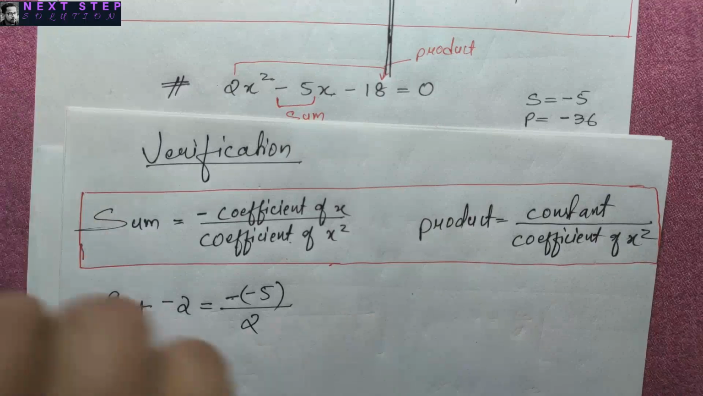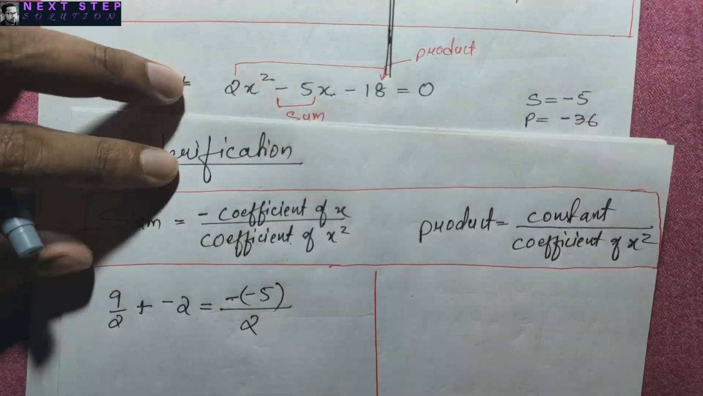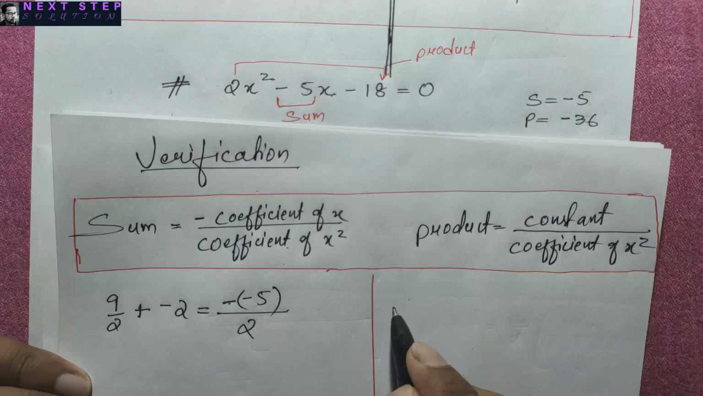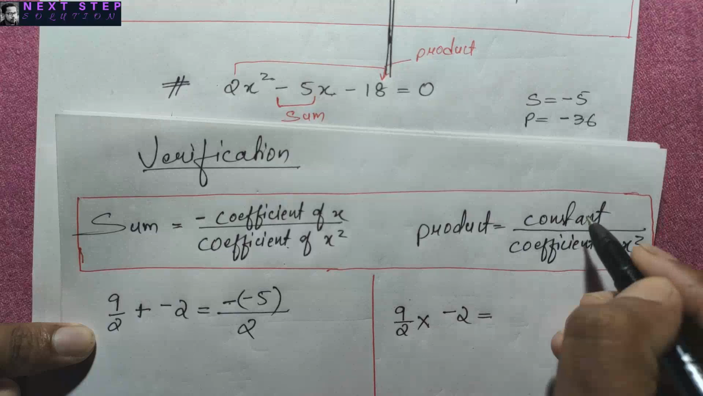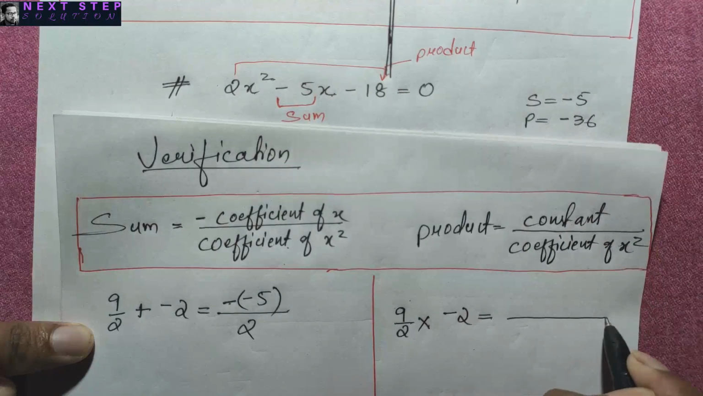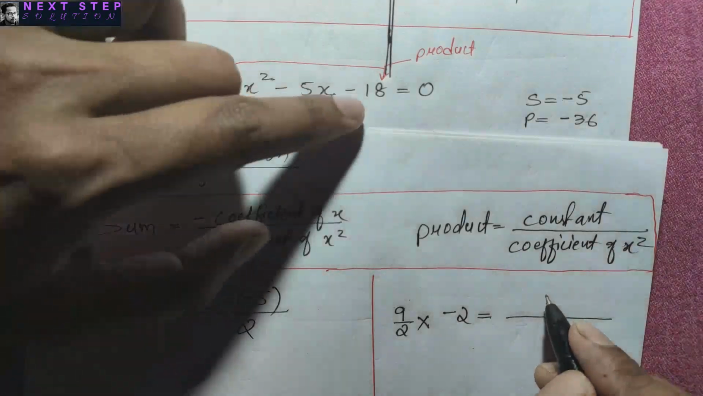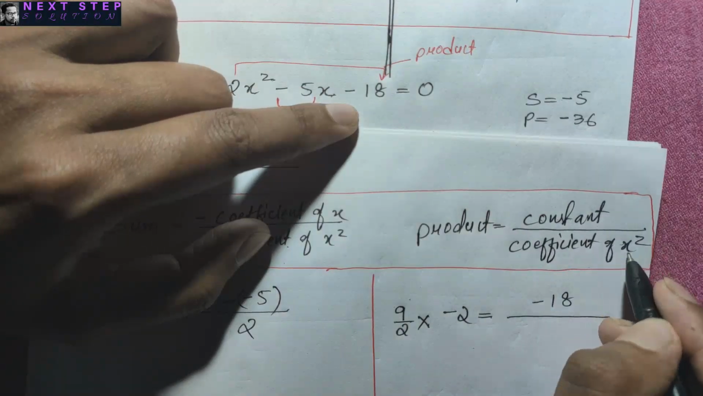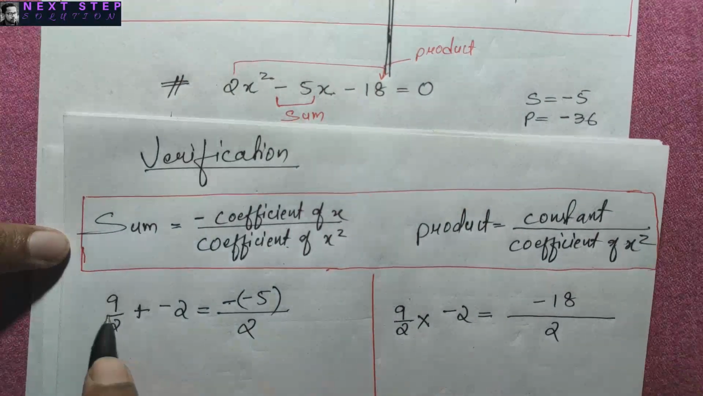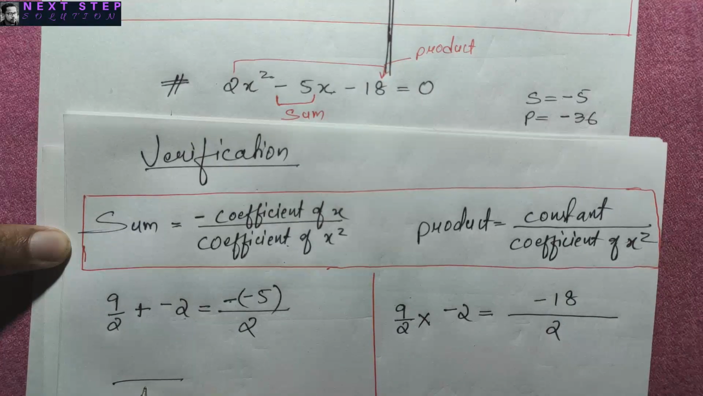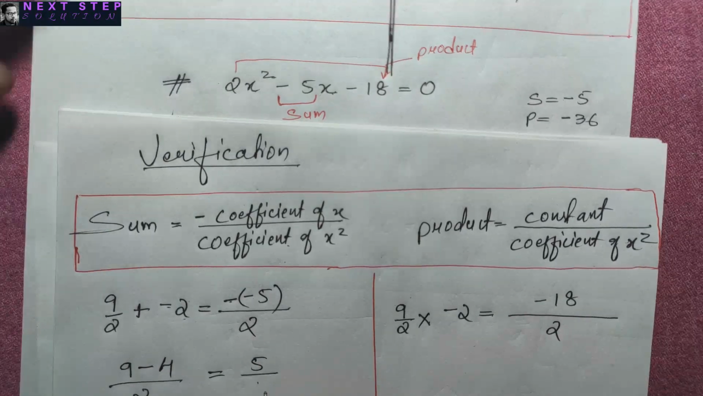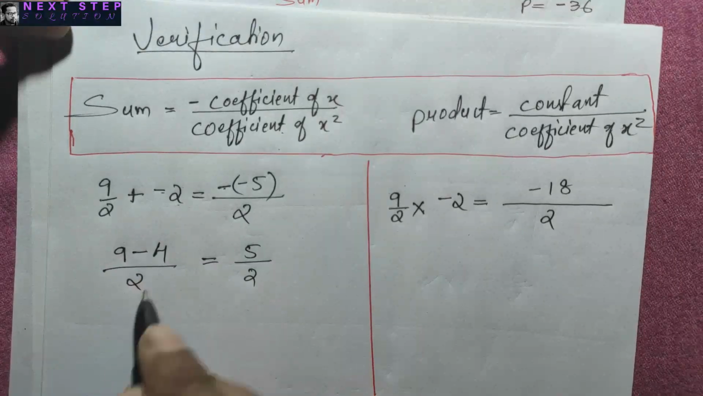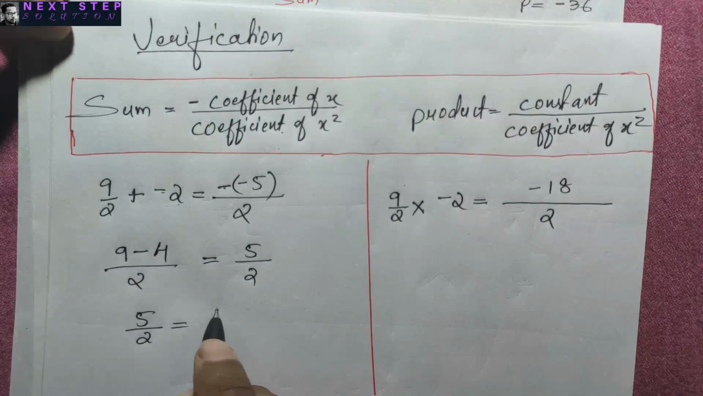Then come to product. The product here is the product of these two. 9 by 2 multiplied with minus 2 equals, we should get the constant term divided by the coefficient of x square. The constant term here is minus 18, and the coefficient of x square is 2. Now furthermore, if we solve this, we have to take LCM. LCM is 2. This becomes 9 plus minus 2 twos are 4, equals to minus, we make it plus 5 by 2. Now 9 minus 4 will make it 5 by 2 equals to 5 by 2.